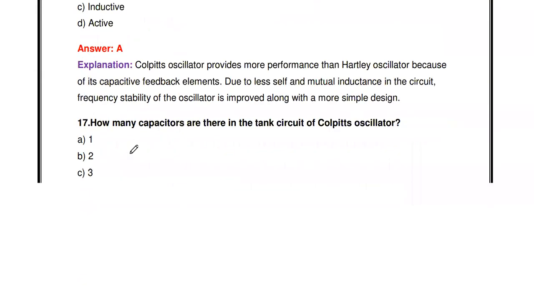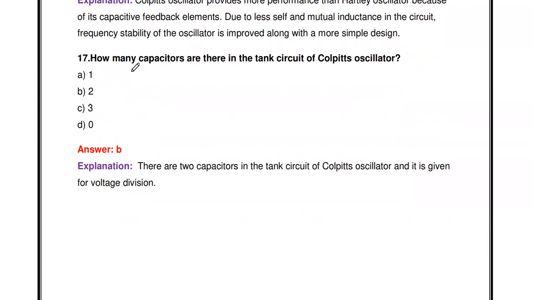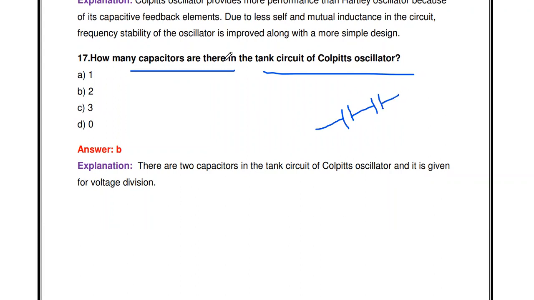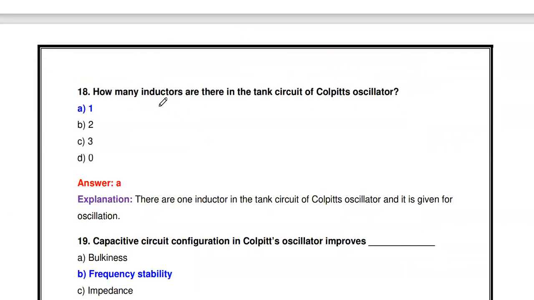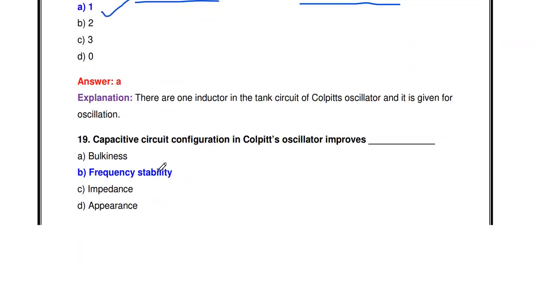Okay. The next thing, how many capacitors are there in the tank circuit of Colpitts oscillator? So, you know, in Colpitts oscillator, we have to use 2 capacitors and 1 inductor. Okay. So here the question is, how many capacitors are there in a tank circuit of Colpitts? 2. In Hartley, 1 capacitor but 2 inductors. Okay. Then the next one, how many inductors are there in the tank circuit of Colpitts? In Colpitts, only 1 inductor we are using.